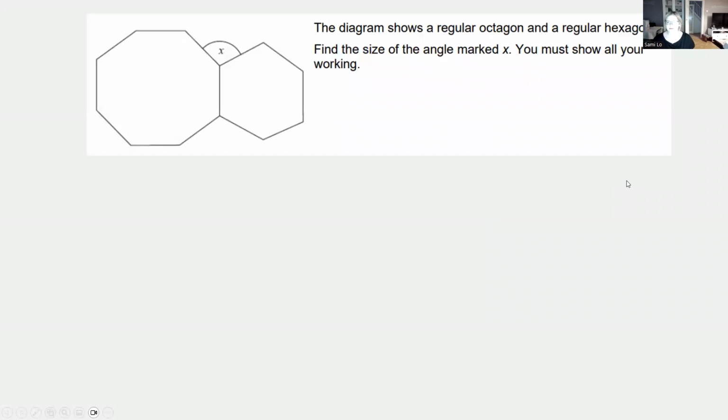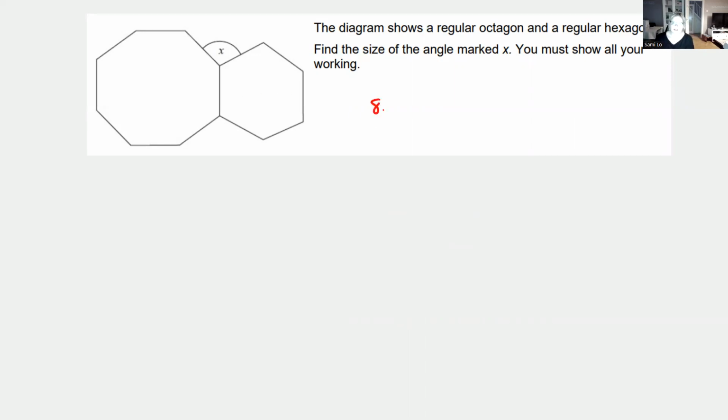Oh, let's move me down. Again, pause the video and I will carry on. So obviously unpause it when you're ready. So we've got a regular octagon and a regular hexagon. Find out the size of the angle marked X. You must show all your workings.